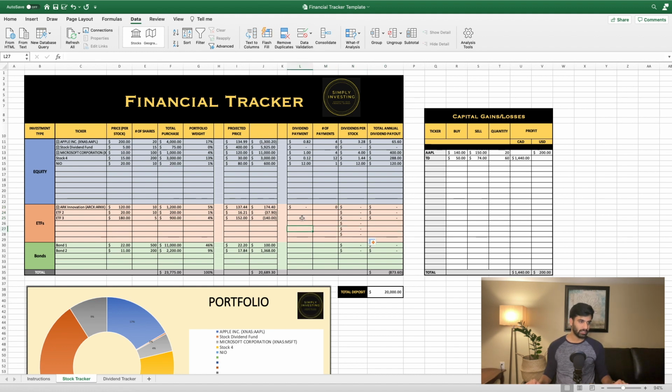So if I just say, you know what, say this is $5, I'm getting 5 payments, I'm getting $25 per stock, an annual payment of $125.